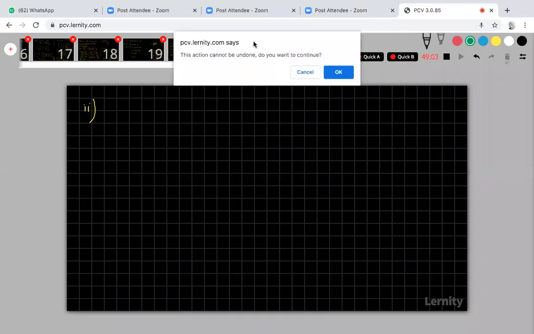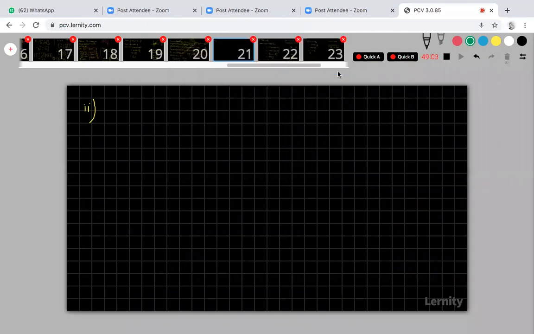Twenty-one, nothing is there. Slide 21, nothing is there.